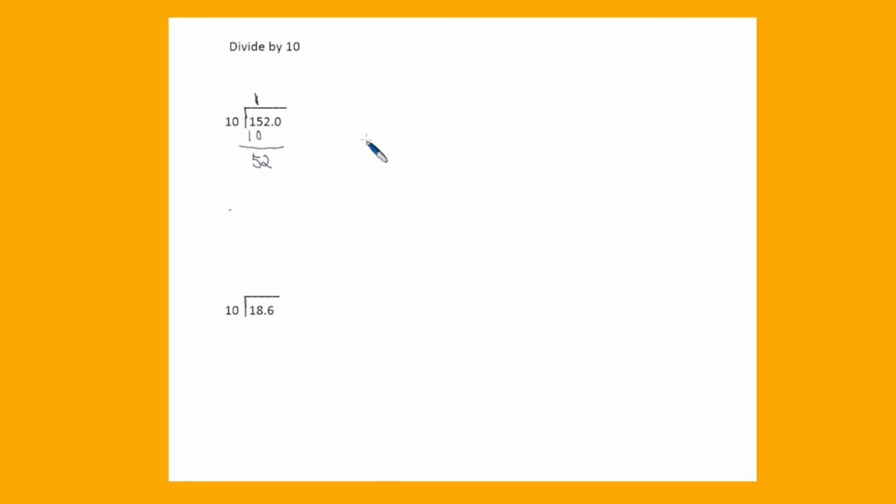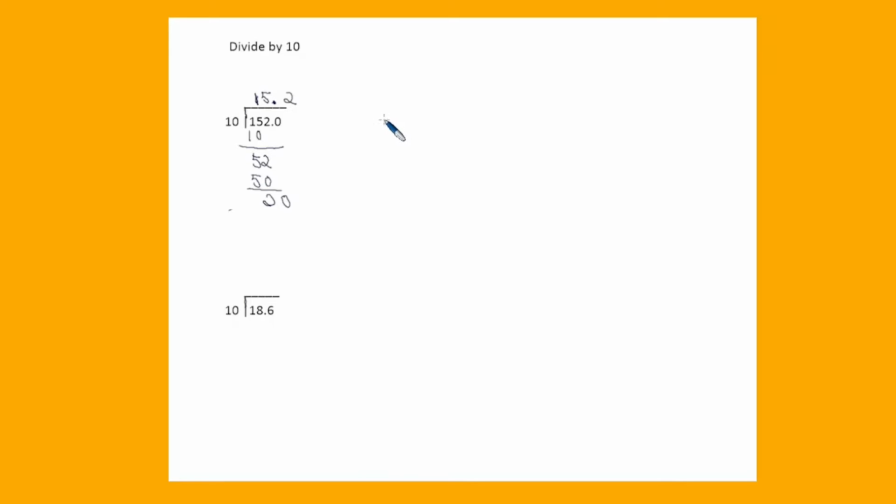And 10 goes into 52 5 times. So that would be 50, which gives me 2, and I bring down my 0. There's a decimal point here, so I would need to put my decimal point there. And 10 goes into 20 2 times. So if I take 152 divided by 10, I get 15.2.